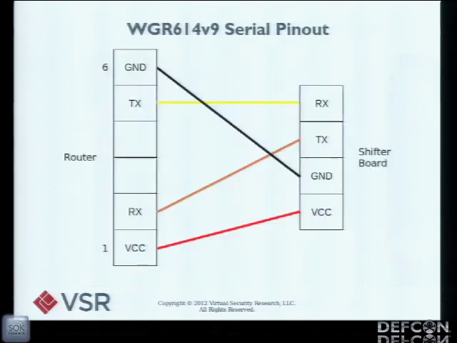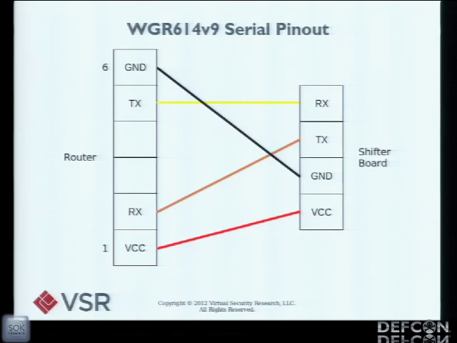But if you want to do it intelligently, you can use a multimeter and first find ground and then find a positive voltage, testing for resistance, and then basically trying every configuration for RX and TX. So basically this would be the serial pinout for the WGR 614B9.